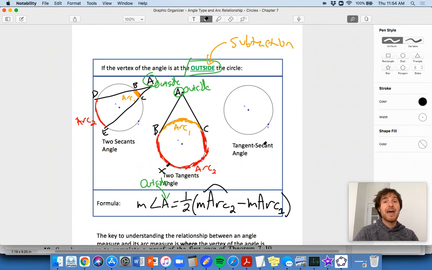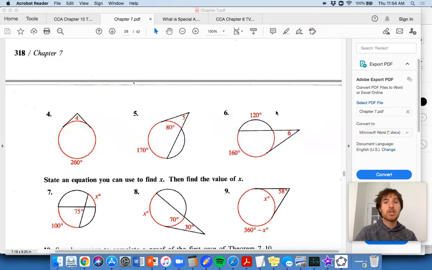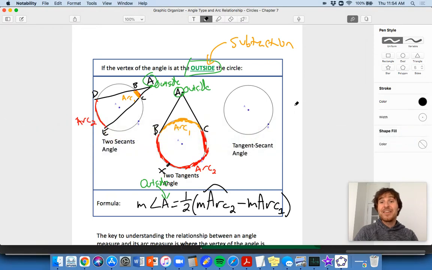Tangent, secant, angle. That's this situation right here. Maybe I'll just draw it in real quick. The key thing is the point is outside the circle. So there's my secant right there. And the tangent from here is going to be maybe like here. Oh, that was messy. Now I'm wasting your time here. There we go. Tangent right here.